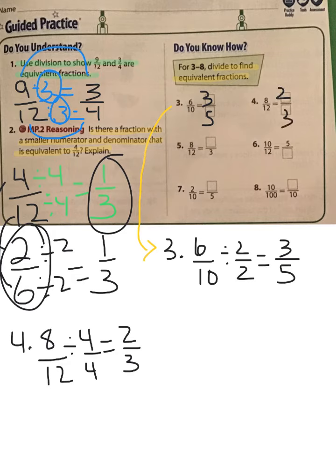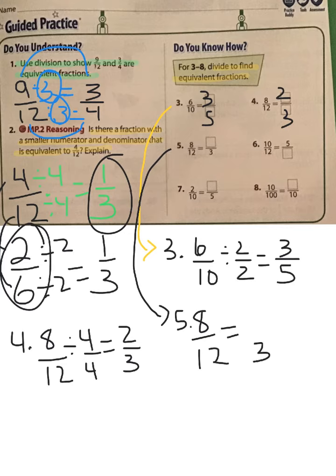In numbers 5 through 8, it gives you one of the numbers. So you're going to have to use whatever they're dividing by to get the other number. So number 5, I'm going to do down here. We have 8/12 is equal to some number over 3. Well, I know to get from 12 to 3, I'm dividing by 4. So I have to divide 8 by 4, and I will get 2. So my answer is going to be 2/3.